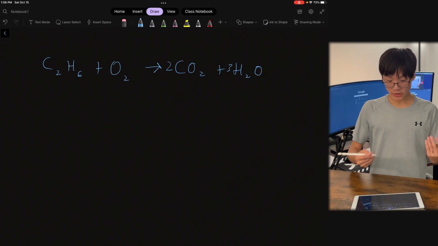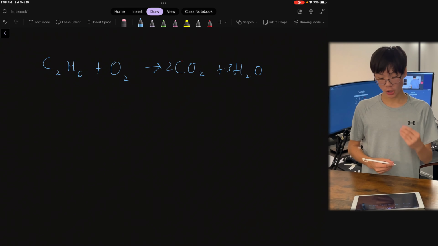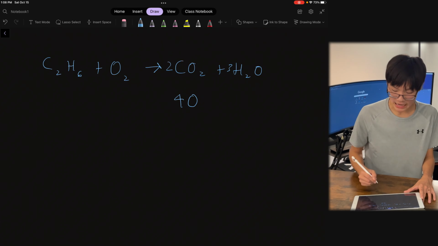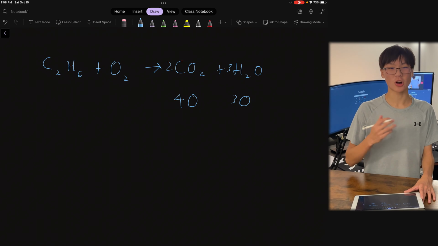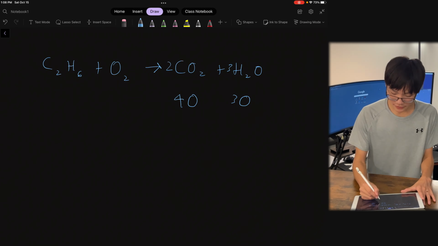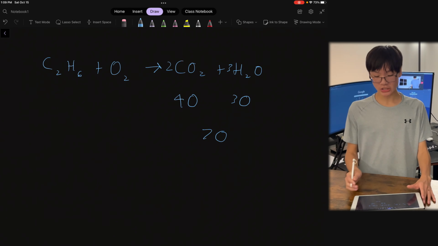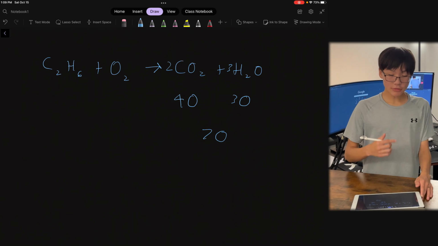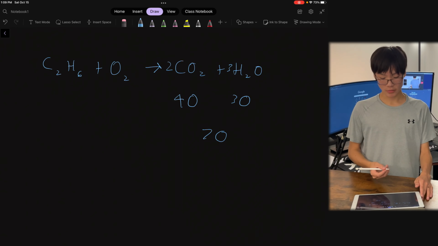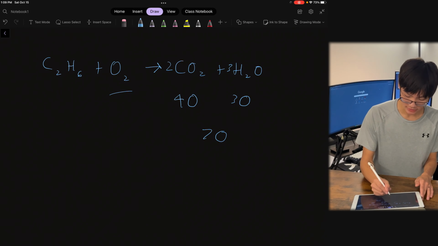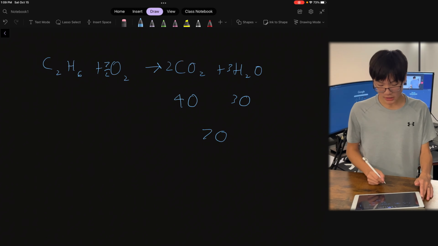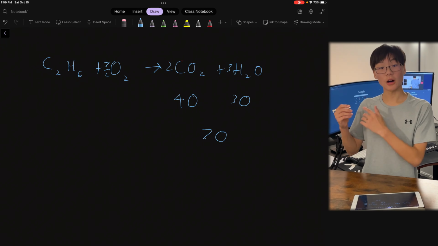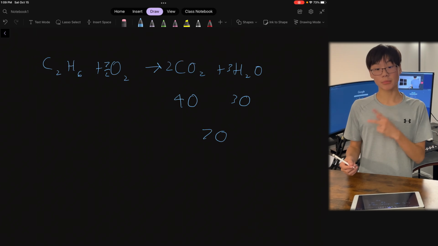Now for oxygen, well, you notice that we have 2 molecules of carbon dioxide, giving us 4 atoms of oxygen, and we also have 3 atoms of oxygen from the water. So that gives us a total of 7 atoms of oxygen on our product side. And notice how we only have 2 atoms of oxygen on our reactant side right here. Well, we could have 7/2 molecules of oxygen, so we would have the same number of oxygen atoms on both our reactants and product sides.